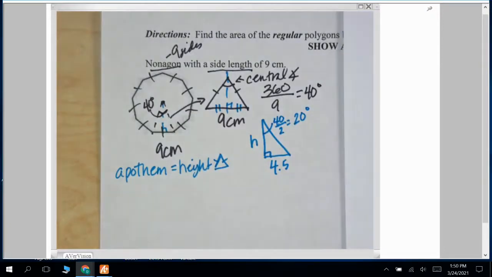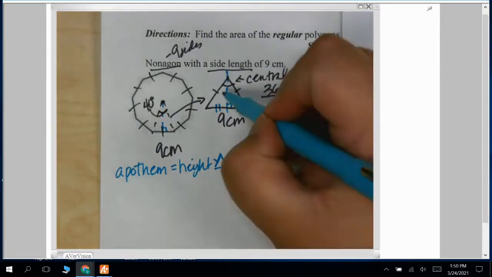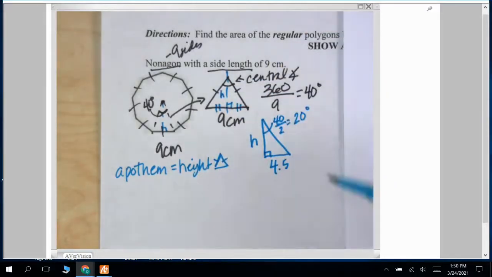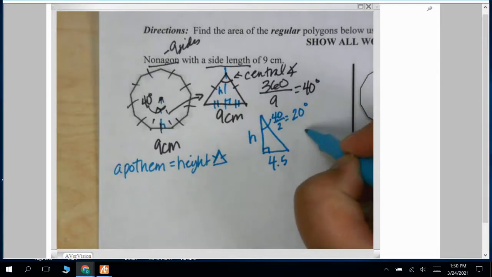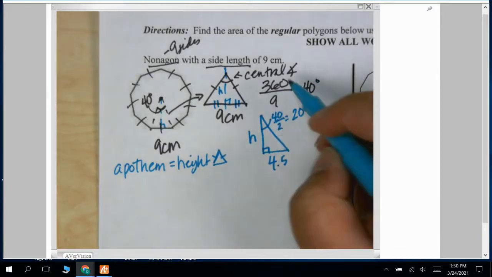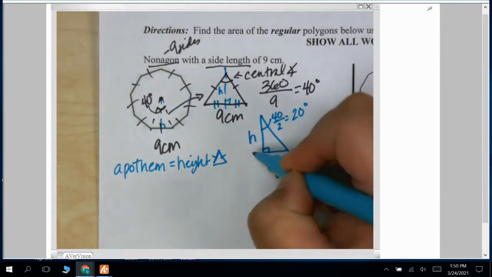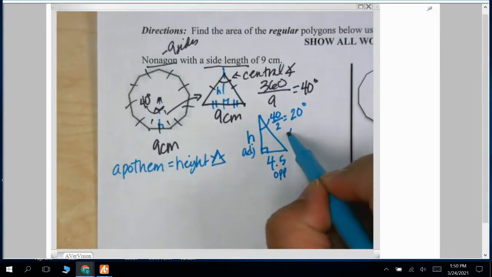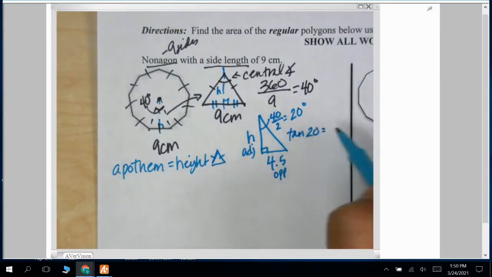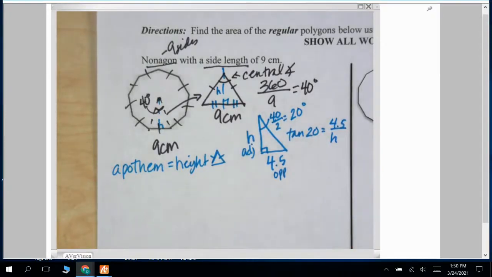And so now, since this is my little h here, I am able to calculate what that is using trigonometry, which is what we talked about when we went over isosceles triangle area. So I can say, great, looking at that 20-degree angle, here's opposite, this is adjacent. I'm really talking about tangent. So the tangent of 20 degrees is 4.5 over the height of my isosceles triangle.